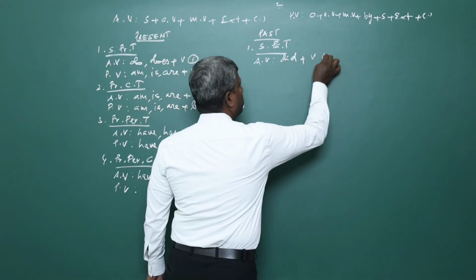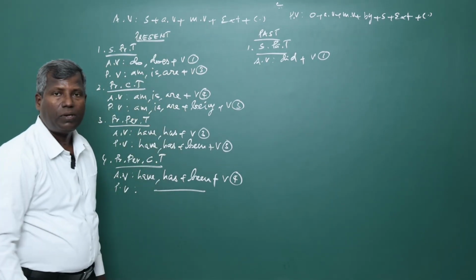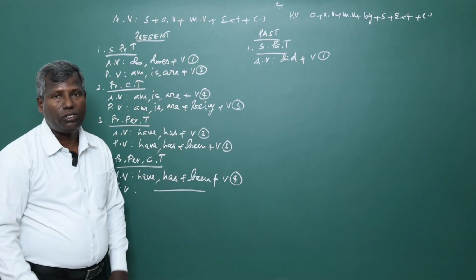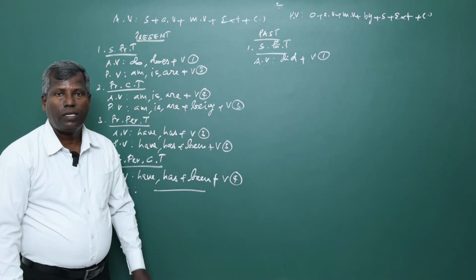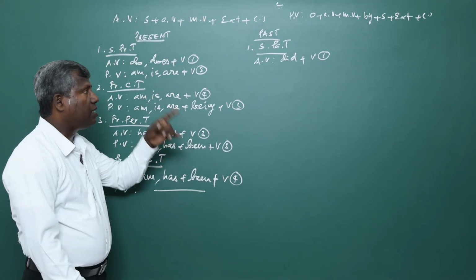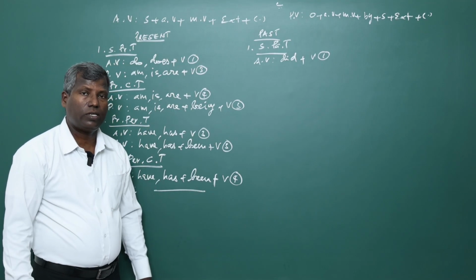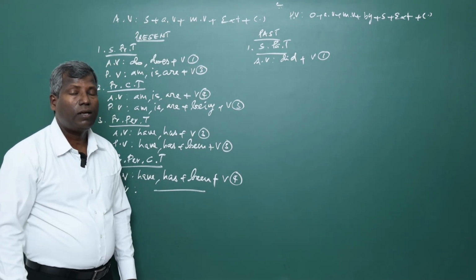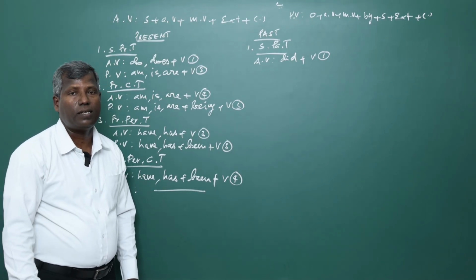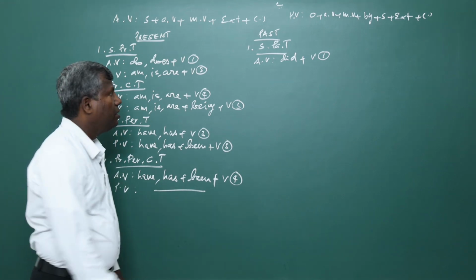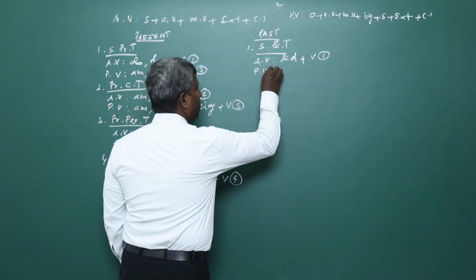Then which form of the verb should we use here? First form of the main verb. Listen, there is no change in the action verb. Changes are only in auxiliary verbs. If you change the auxiliary verb, automatically the tense will be changed. So you must be very careful when you use the auxiliary verb in a sentence, when you speak or write, right? Let us go for the passive voice.